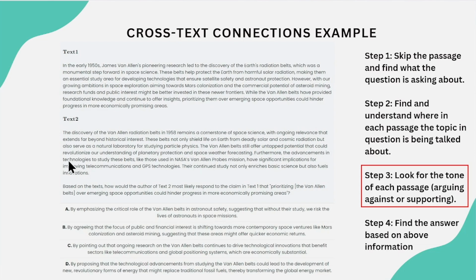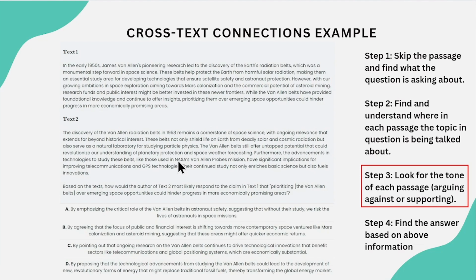Furthermore, the advancements in technologies to study these belts, like those used in NASA's Van Allen probes mission, have significant implications for improving telecommunications and GPS technologies. Their continued study not only enriches basic science, but also fuels new innovations. Okay, so right here, in so many spots, he's saying that there's a ton of untapped potential to revolutionize our understanding. It can fuel new innovations. So he really thinks we should keep investigating and putting research toward the Van Allen belt.